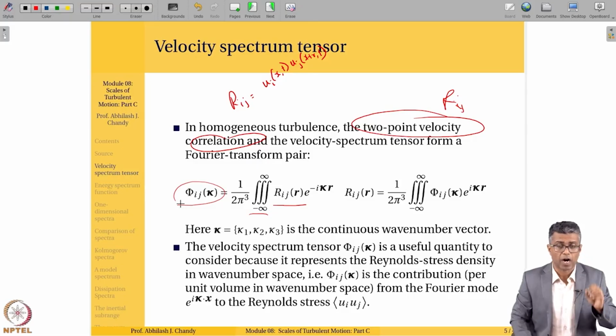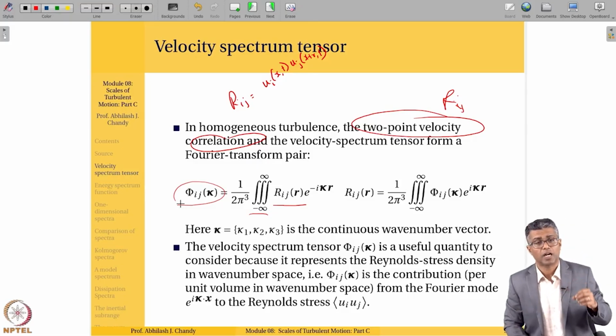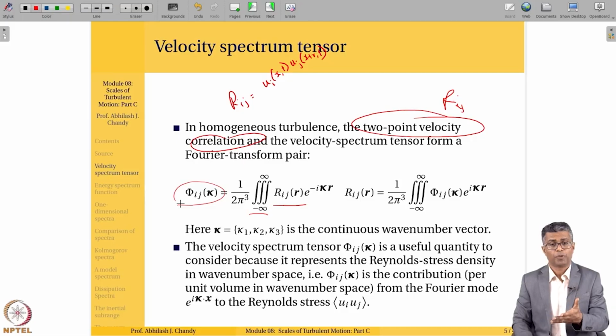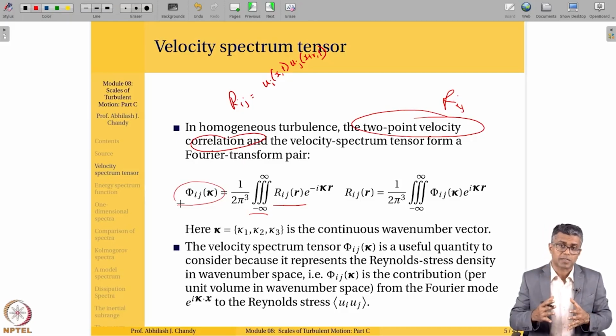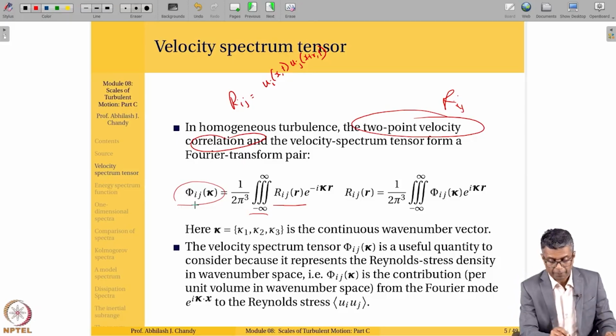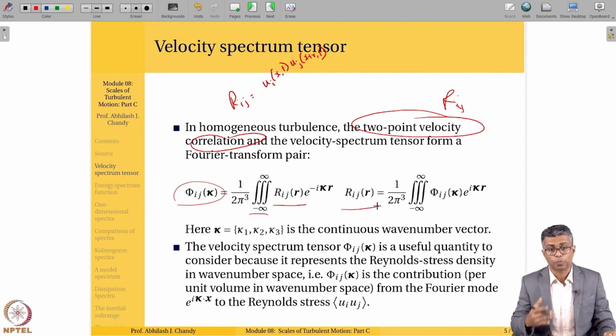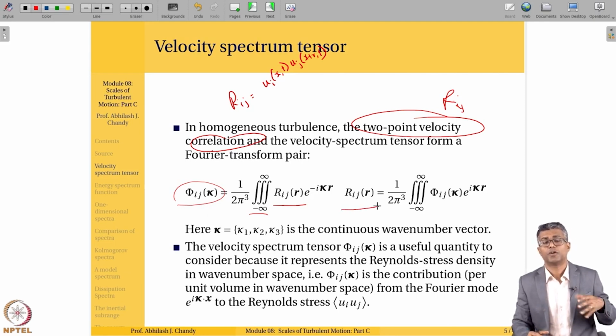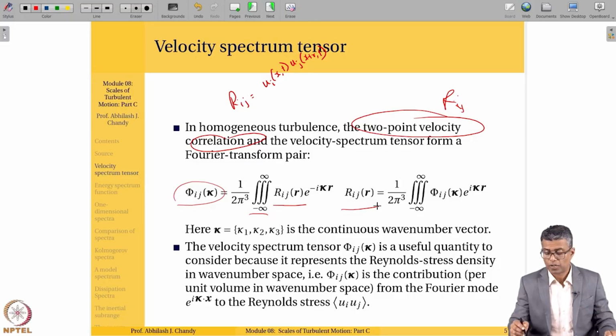So you have r11, r12, r13, r21, r22, r23, and so on. If you take a Fourier transform of this, obviously your Fourier modes are also going to be a tensor. That is why we have a velocity spectrum tensor, terming it as phi ij of kappa. And obviously the 2-point velocity correlation is the inverse Fourier transform of the velocity spectrum tensor.